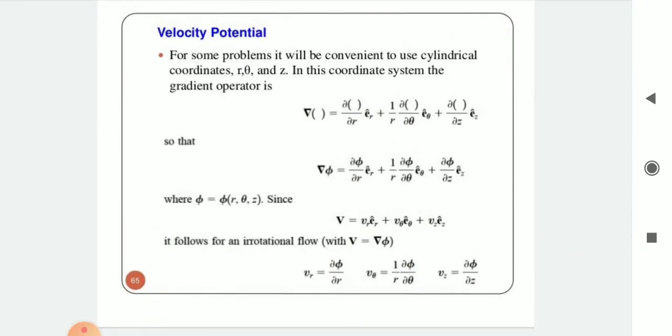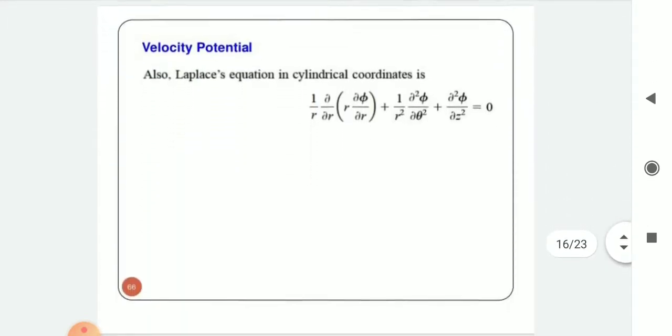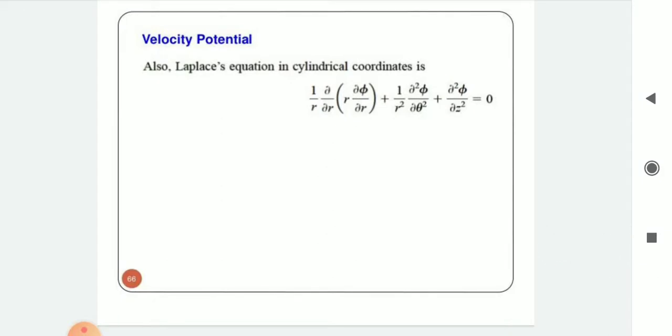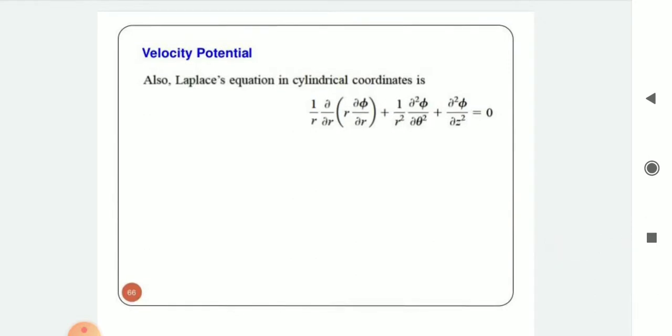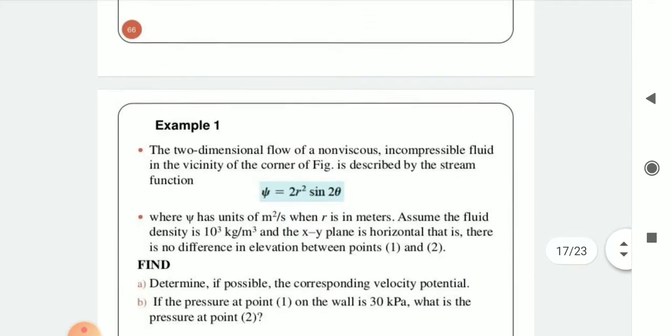Since v = vr er + vθ eθ + vz ez, it follows for an irrotational flow with v = ∇φ that vr = ∂φ/∂r, vθ = (1/r) ∂φ/∂θ, vz = ∂φ/∂z. Also, the Laplace equation in cylindrical coordinates is (1/r) ∂/∂r (r ∂φ/∂r) + (1/r²) ∂²φ/∂θ² + ∂²φ/∂z² = 0. Let's take one example.